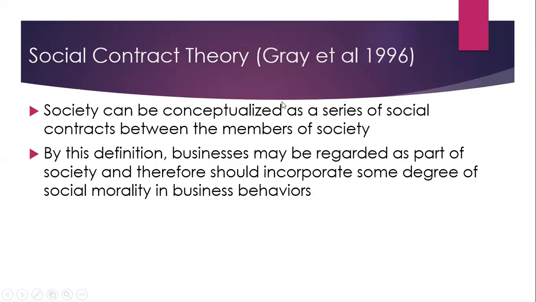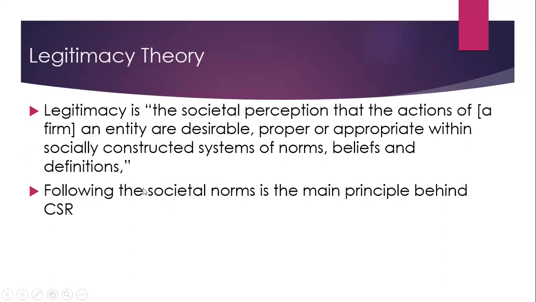Social contract theory given by Gray et al. in 1996. So, what is society? Society can be conceptualized as a series of social contracts between the members of society. So, by this definition, business may be regarded as part of society and therefore should incorporate some degree of social morality in business behaviors. So, this is social contract theory. Then, legitimacy theory. Legitimacy is the societal perception that the actions of a firm are desirable, proper, or appropriate within socially constructed systems of norms, beliefs, and definitions. So, following the societal norms is the main principle behind CSR.